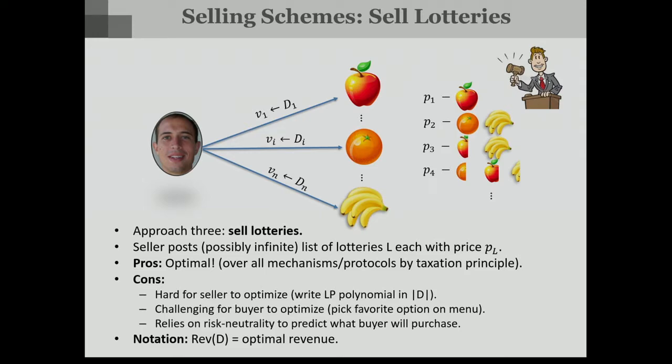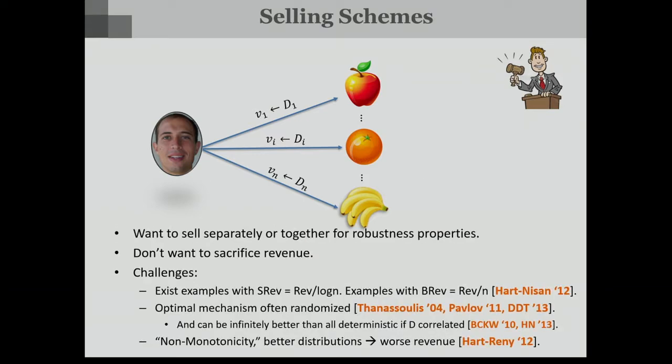Okay, and again, before moving on, the notation I'm going to use to denote the revenue of the optimal mechanism is Rev. So what's the point of going through this? What we'd really like to do is sell items separately or together because of the great robustness properties that they have. But what we really don't want to do is sacrifice revenue in the event that we did get the model right and it would have been okay to use a lottery system.